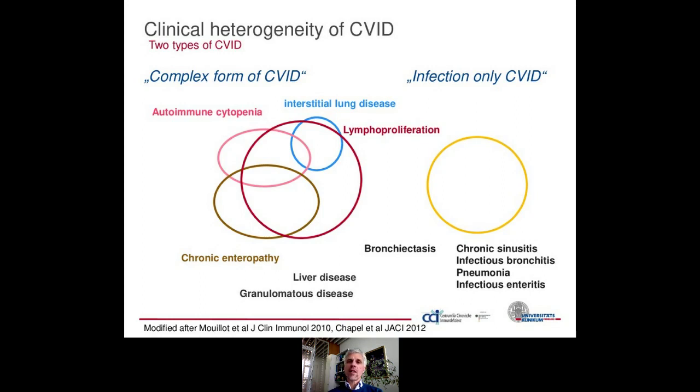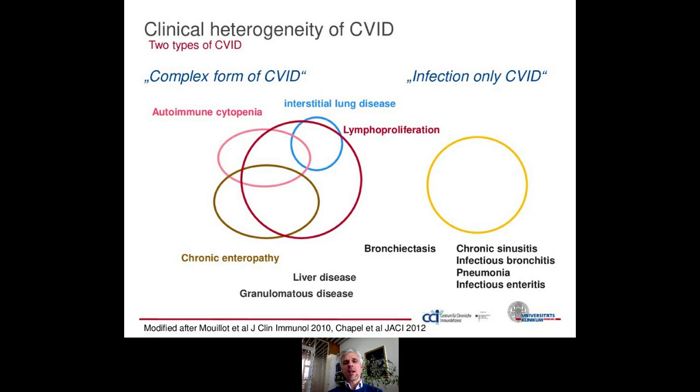They do not have signs of immune dysregulation, which can manifest as lymphoproliferation, the big red circle, because it's the most prominent and most common one. Splenomegaly, in my hands, is one of the clinical signs that you probably deal with a patient with the complex form of CVID. But it can also be other organ manifestations like chronic enteropathy, liver disease, granulomatous disease, or, the little blue circle you can see there, interstitial lung disease, or autoimmune phenomena, like I mentioned before, autoimmune cytopenia.